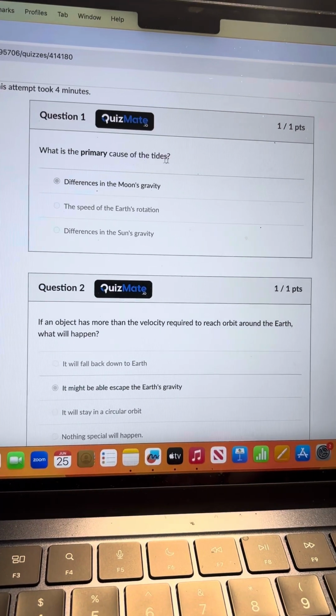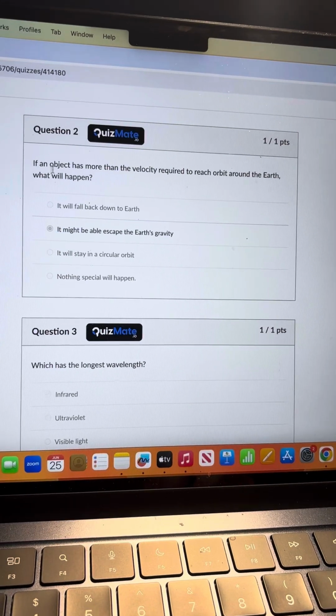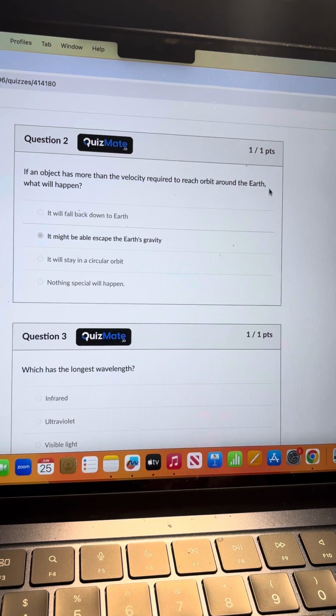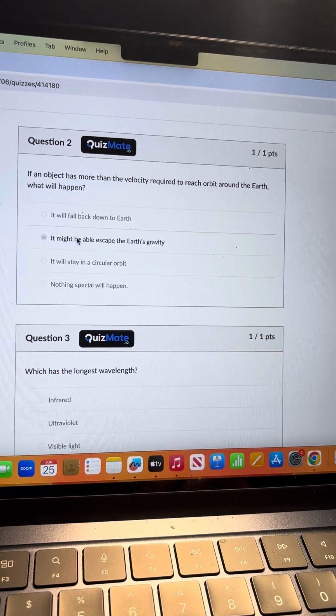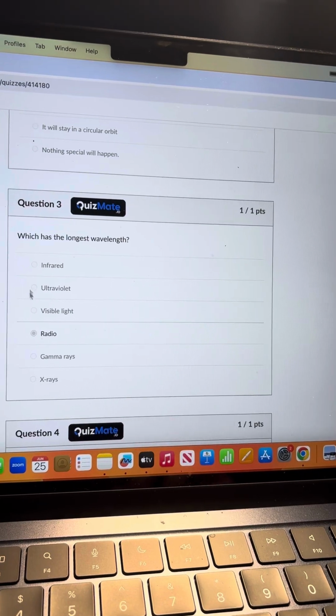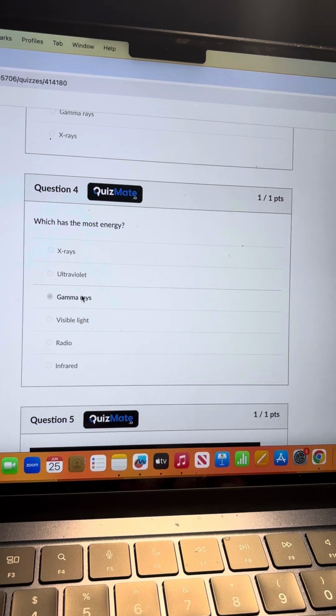What is the primary cause of tides? Differences in the moon's gravity. If an object has more than the velocity required to reach orbit around the Earth, what will happen? It might be able to escape the Earth's gravity. Radio has the longest wavelength. Gamma rays have the most energy.